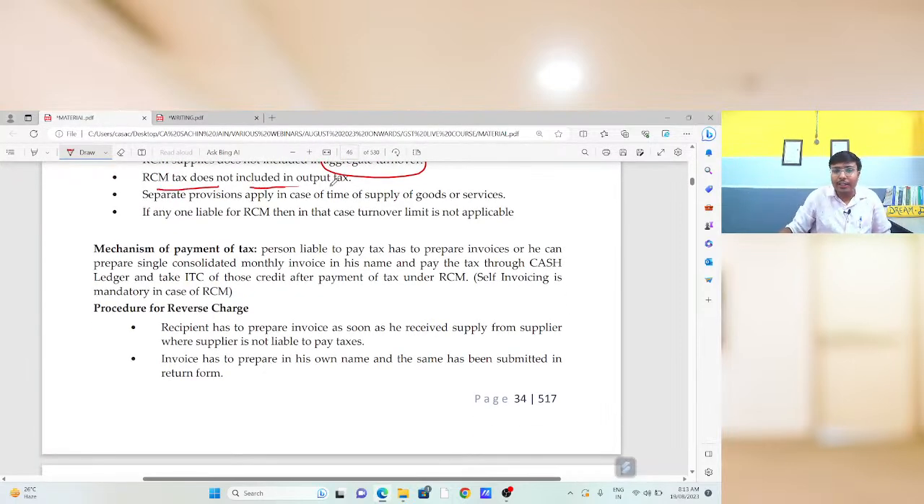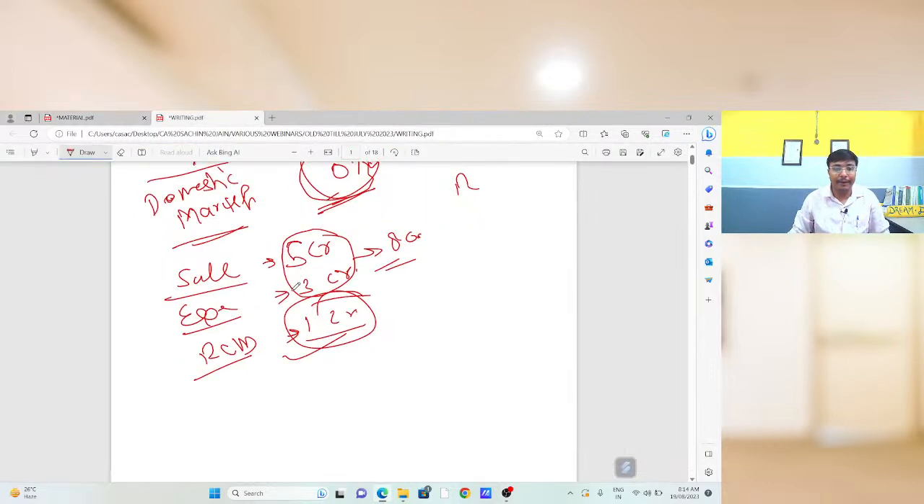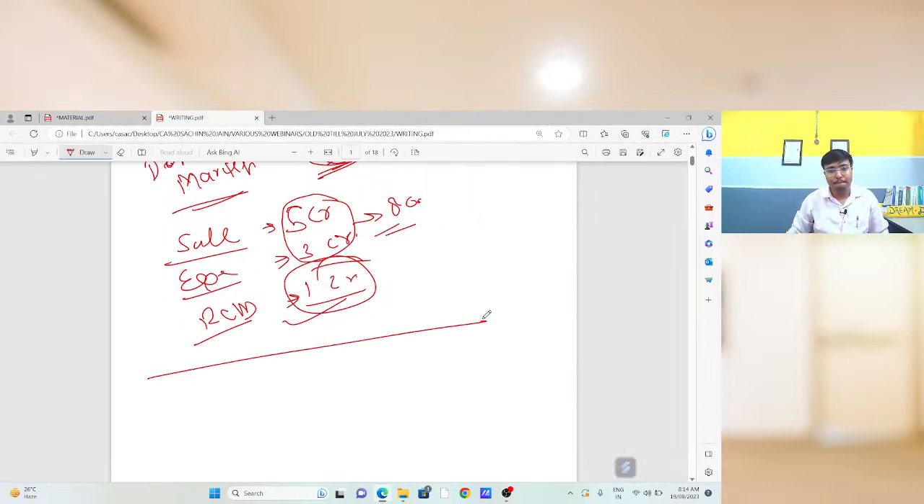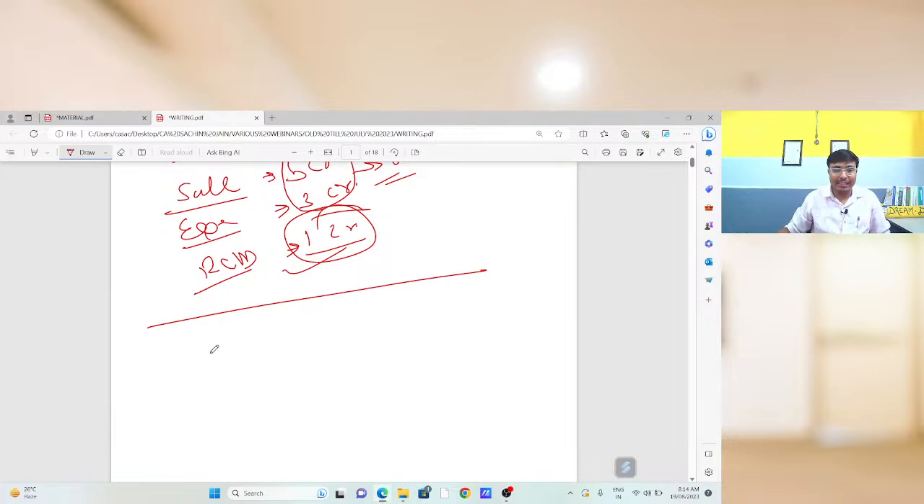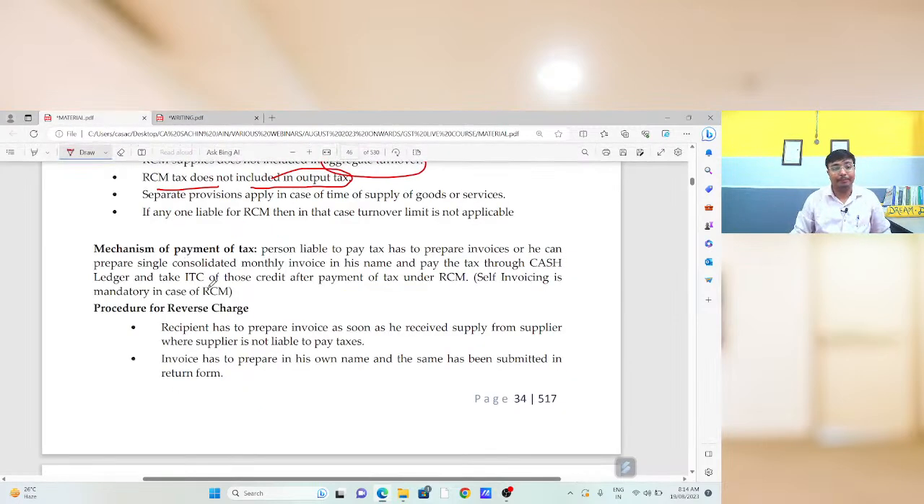RCM tax is not included in the output tax. Suppose when you check or file the GST return of a particular entity, you will see that the term is different. Output tax is shown in one tab, one column, and RCM related liability is shown under another tab. That means your RCM related liability will not be included in your output tax.